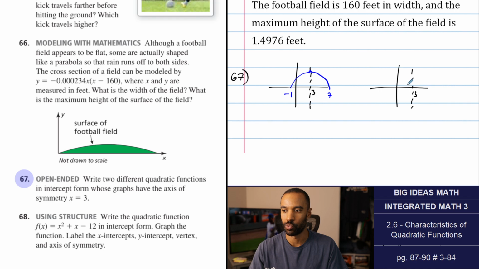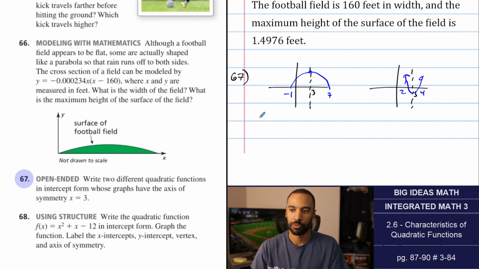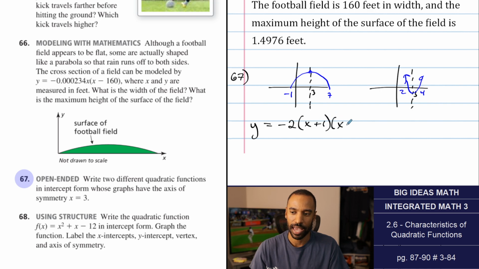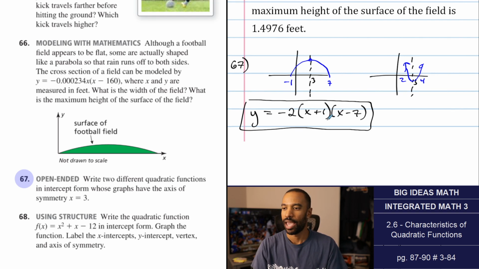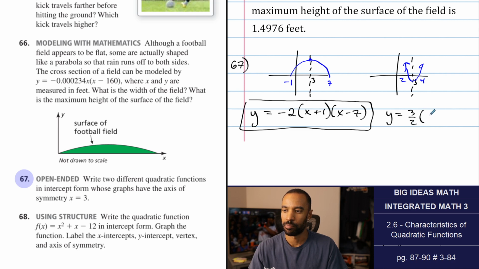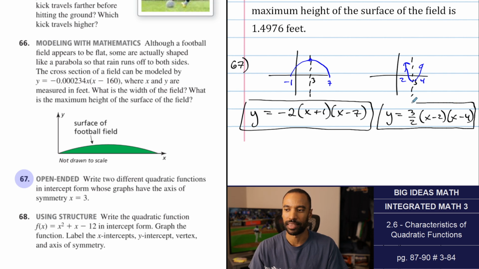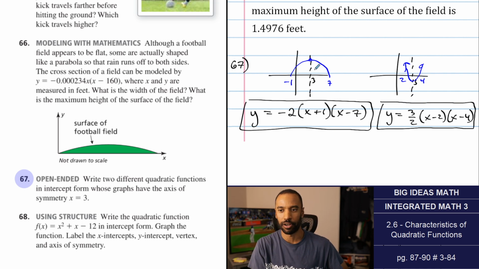And let's get one that goes 1 away from 3, and it goes upward. That's at 2 and 4. It doesn't matter what the stretch factor is. So this one can be y equals, let's say, negative 2 times x plus 1 times x minus 7. That'll have an axis of symmetry at x equals 3. And this one can be y equals, let's say, 3/2 times x minus 2 times x minus 4. So as long as they're the same distance away, right? That's the idea of it. And that's why the visual of the graph is pretty nice to have.